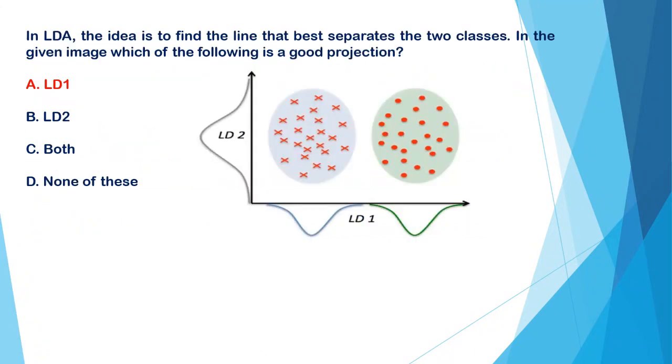In LDA, the idea is to find the line that best separates the two classes. In the given image, which of the following is a good projection? A. LD1, B. LD2, C. Both, D. None of these. And the correct option is A. LD1.